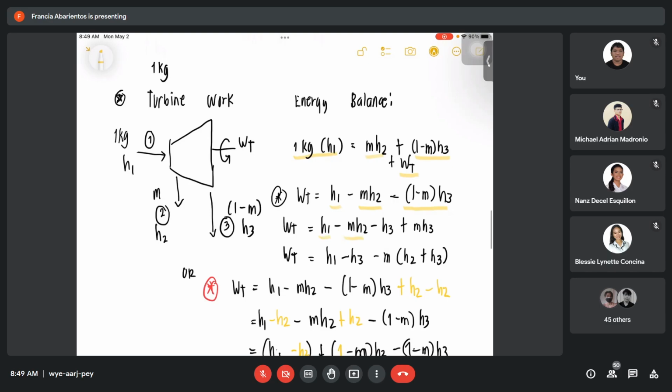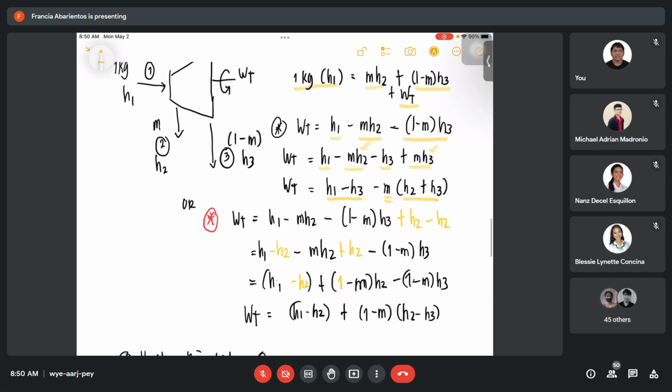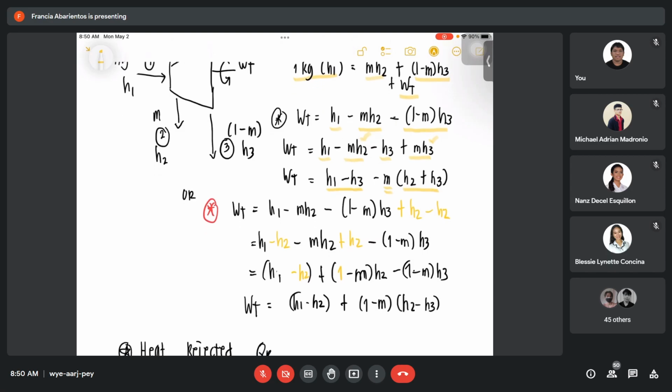So, distributive property, 1 minus H3. Negative times negative, positive na yung magiging mH3 natin. So, we have now H1 minus H3. Ito na, class. And the m now is factor out muna. So, kinuha yan dito, mH2 and the mH3. This is now addition. Okay? Ayan. Take note, the work of the turbine. Pwede naman to, class.